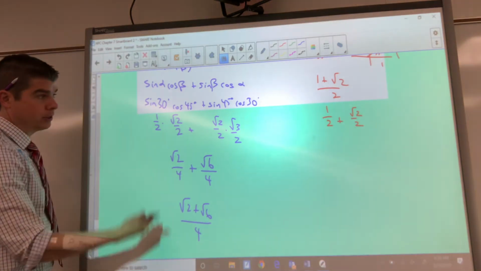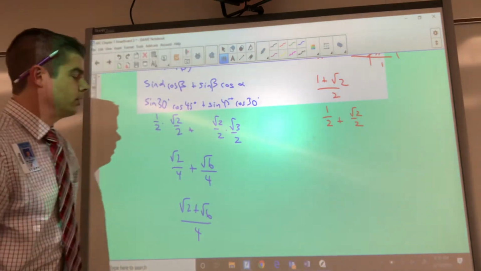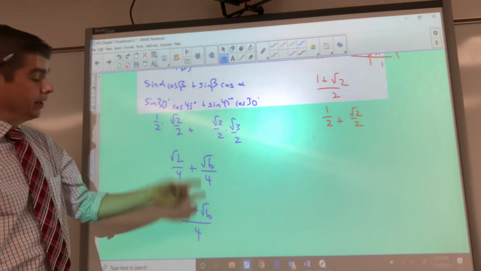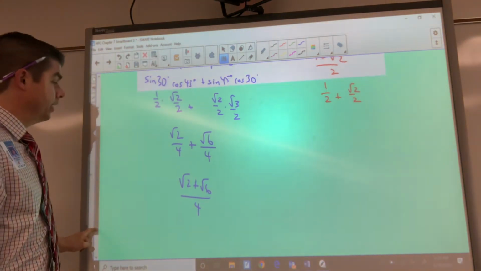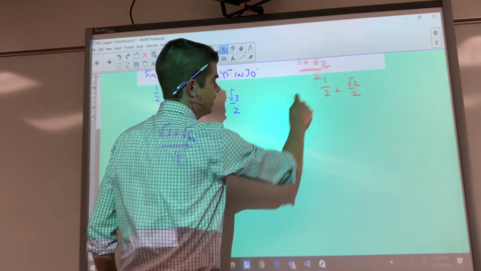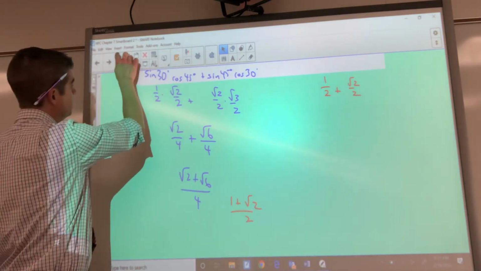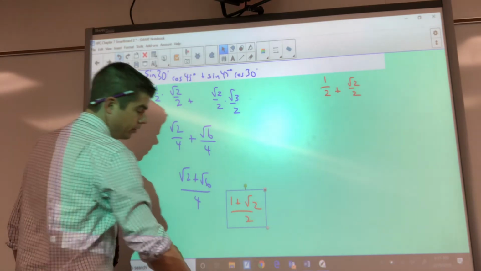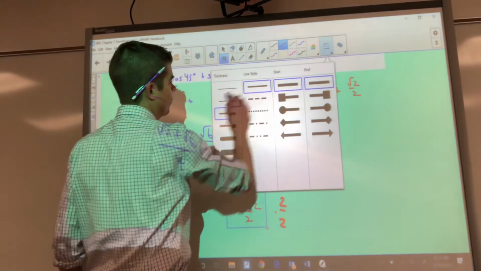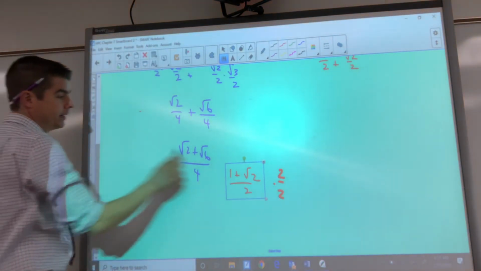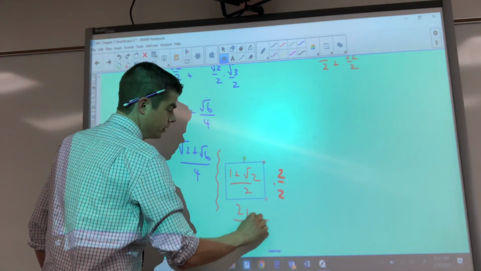Remember, our other side was 1 plus root 2 over 2. You could put it in your calculator to see if it's an equivalency, but even if you try to make it a common denominator of 4, that would be achieved by multiplying by 2 over 2. And so I could say, are these equal to each other? Well, 2 times 2 is 4, 2 times 1 is 2, plus 2 root 2.